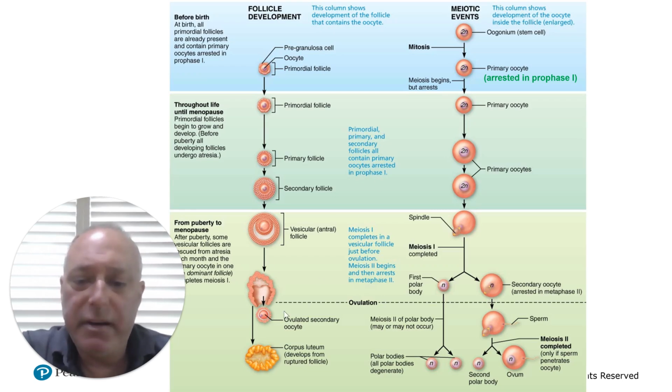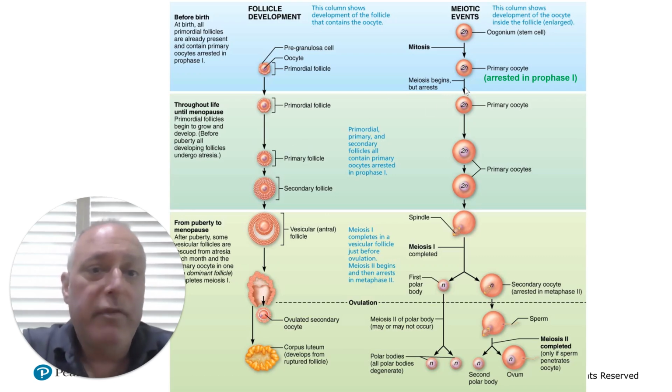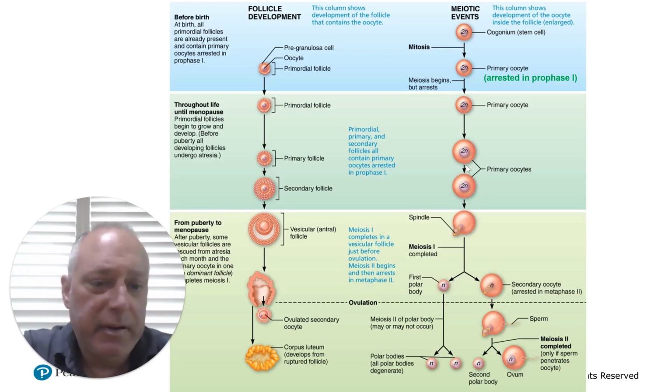So if we look at the cellular events going on with these follicles, we've got before birth, the oocytes, or the oogonium, arrested in prophase 1. Each cycle after puberty, a primary oocyte is developed, and this develops an ovum, one ovum, through meiosis 1 and 2. Also develops 3 polar bodies, which are reabsorbed.